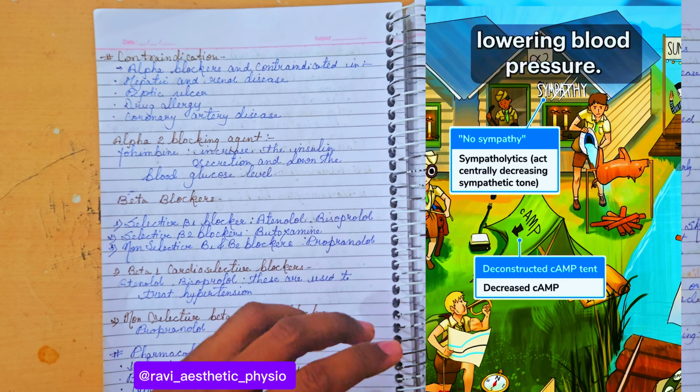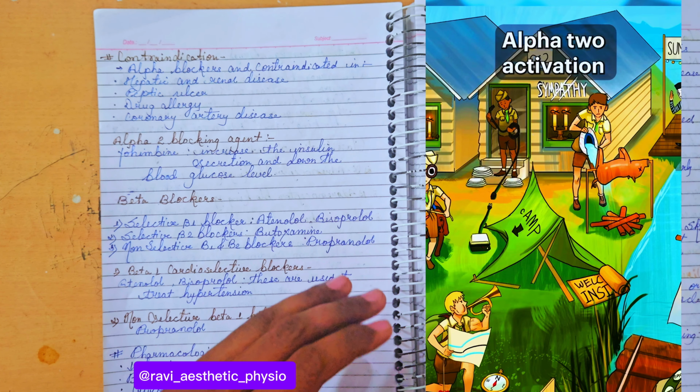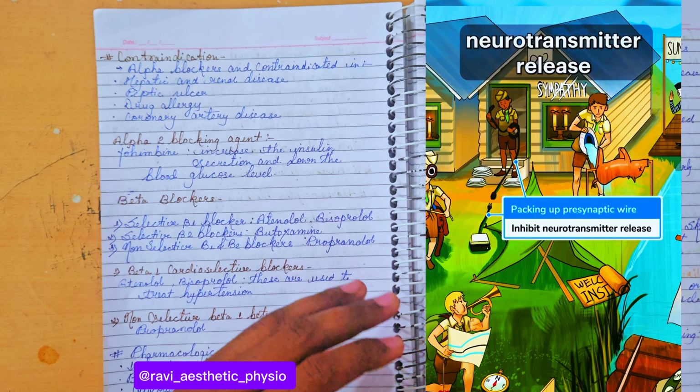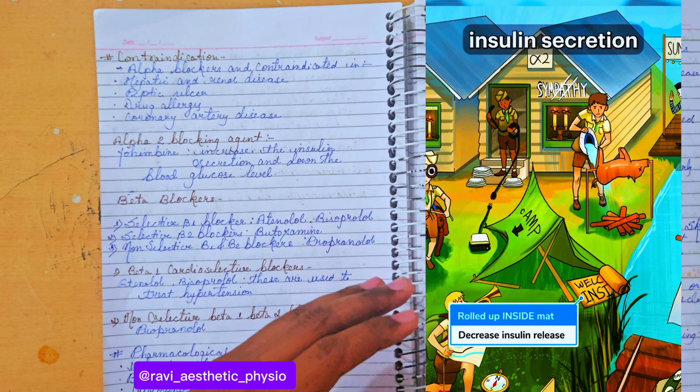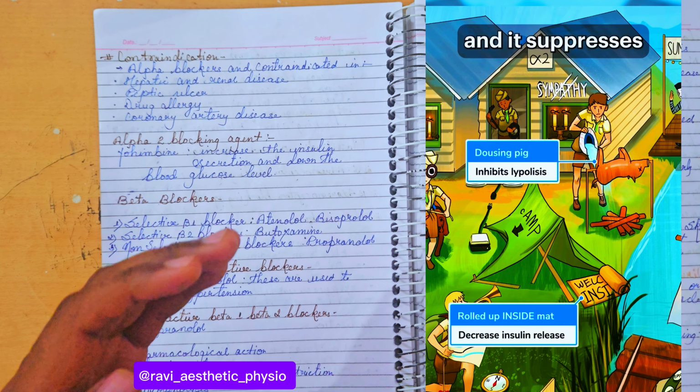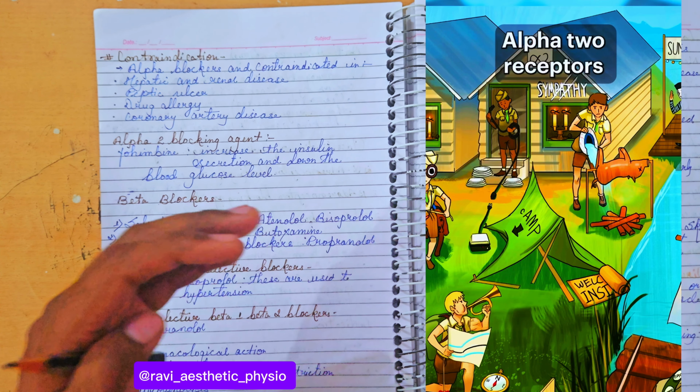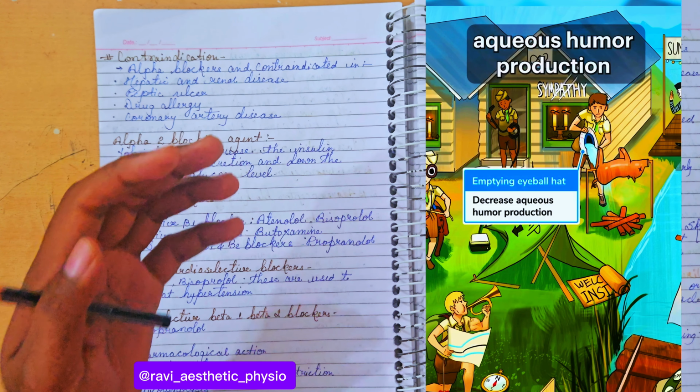Next is beta blockers. There are selective beta 1 blockers, atenolol or bisoprolol, selective beta 2 blockers, butoxamine, and non-selective beta 1 and beta 2 blockers, propranolol. So these are some examples of medicine, and they will be taken from time to time, depending on the patient, and vary from patient to patient.